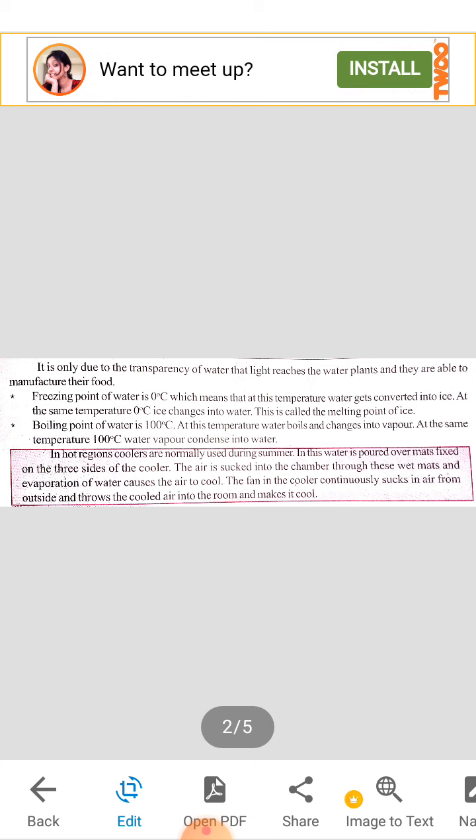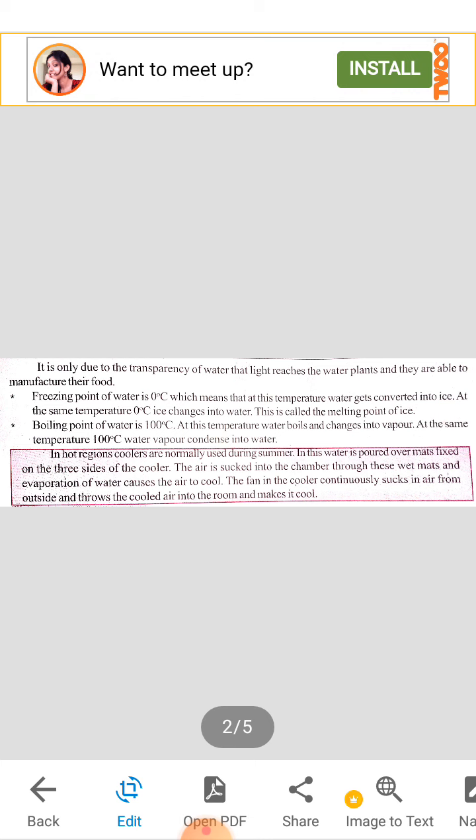So see that pink table, students. In hot regions, coolers are normally used during summers. In this, water is poured over mats fixed on the three sides of the cooler. The air is sucked into the chamber through these wet mats, and evaporation of water causes the air to cool. The fan in the cooler continuously sucks in air from outside and throws the cooled air into the room and makes it cool.